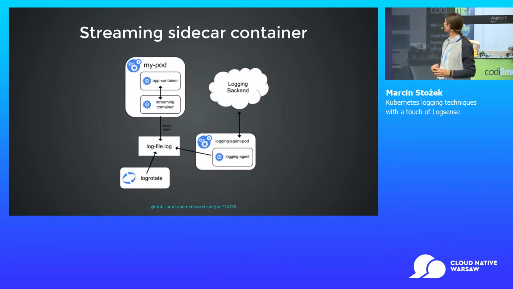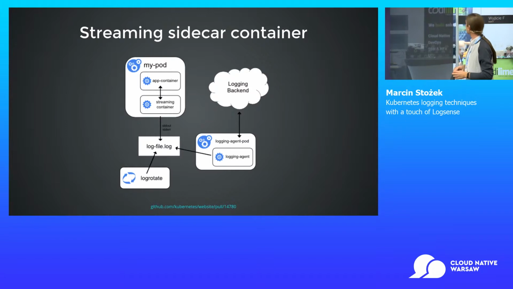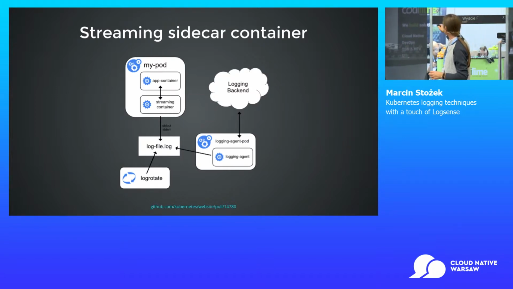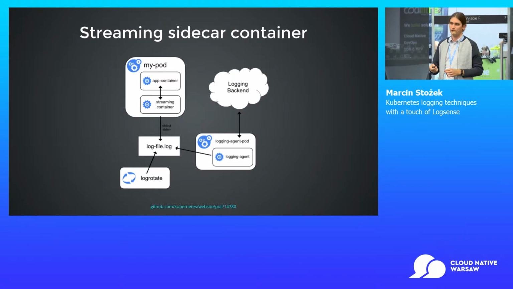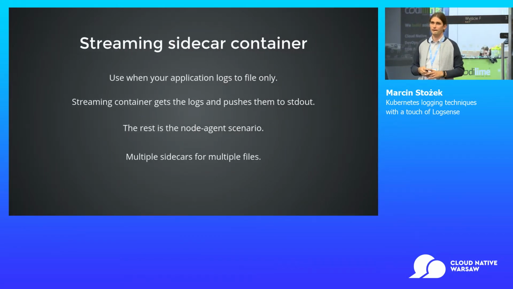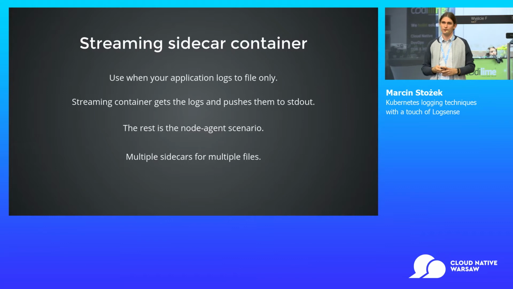And there is another twist to that. If we again have this application which cannot log into the standard output, this is some legacy application, we just can use the streaming container in here. So instead of going with those logs from here into the logging backend, we just stream into the standard output and standard error, and again we have the same scenario as before. It works for the multiple files.